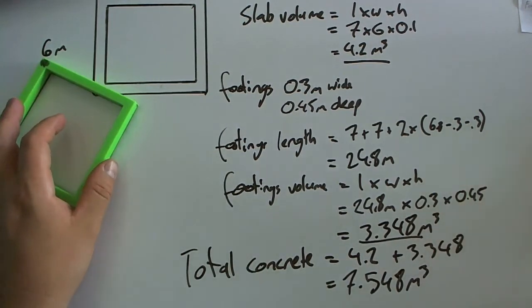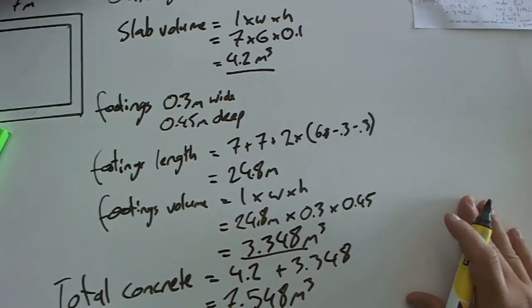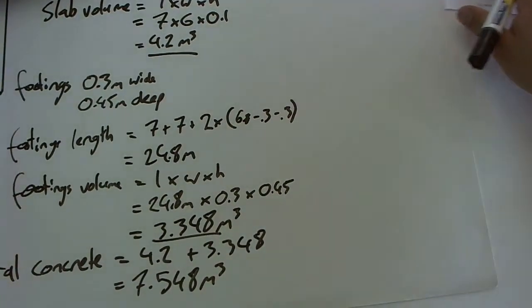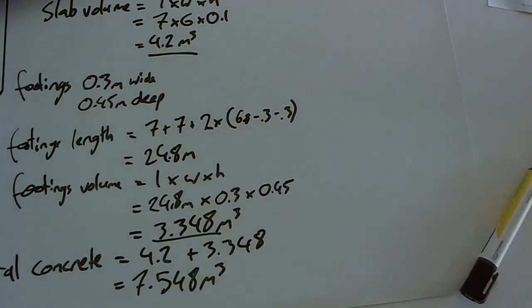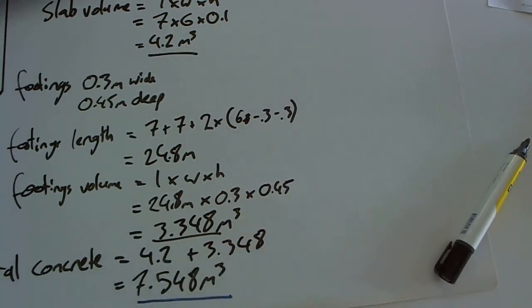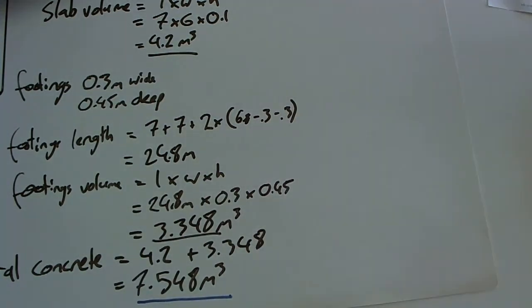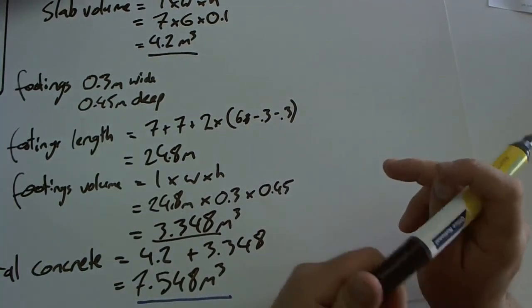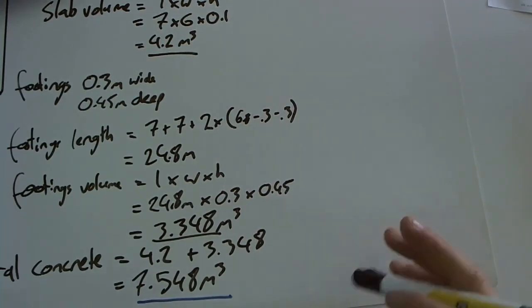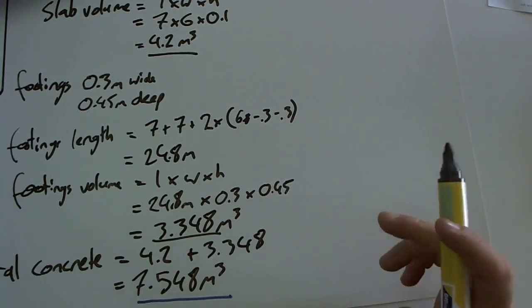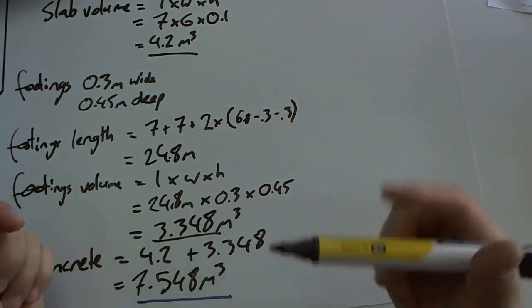Now, here's the rub. We don't order 7.548 cubic meters of concrete. We actually have to think about ordering extra to counter wastage, and the fact that concrete shrinks, and we might mix up some, and it's not quite right. And you don't want to have to run back to the shop, run back to the landscape place to pick up some more concrete. So we're going to add on 5% wastage. 5% is a good amount for wastage.